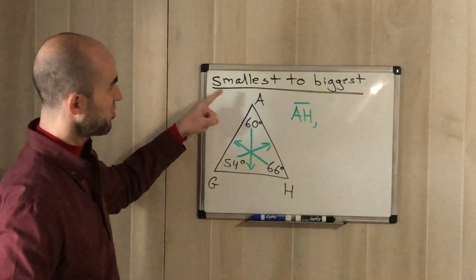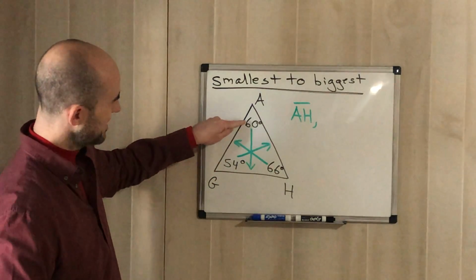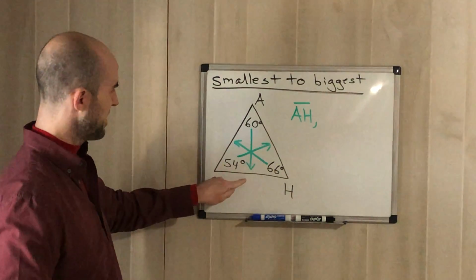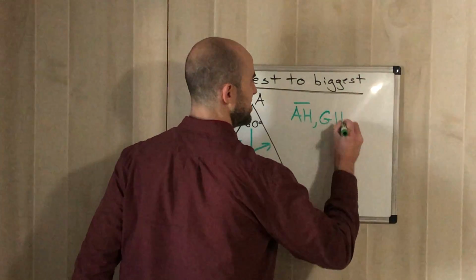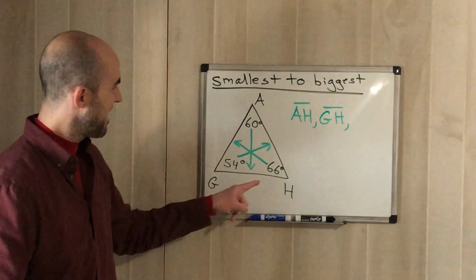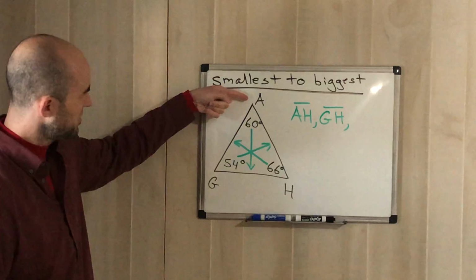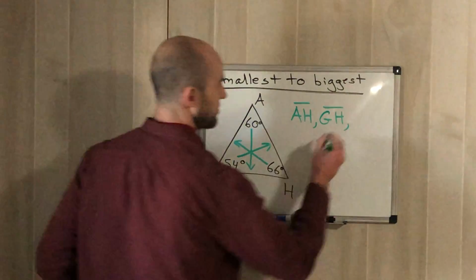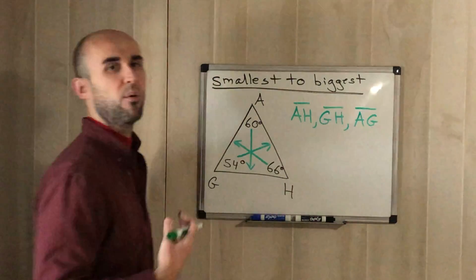The next one, since we're going smallest to biggest, after 54 comes 60. 60 opens up to the bottom, so that would be GH. And some people would say GH, some people would say HG. Same thing, guys. And then our biggest angle is 66. 66 goes over here, so it would be AG. And that's it. That's our order, guys. That's how we analyze it.